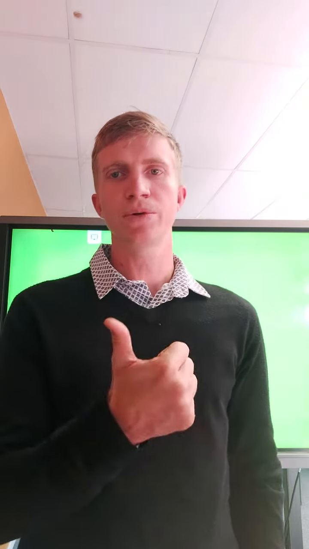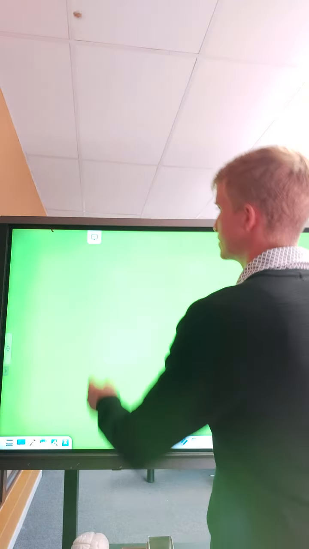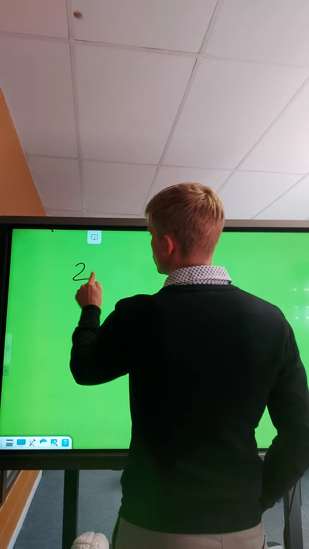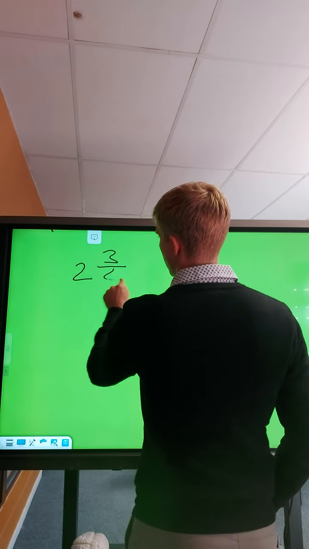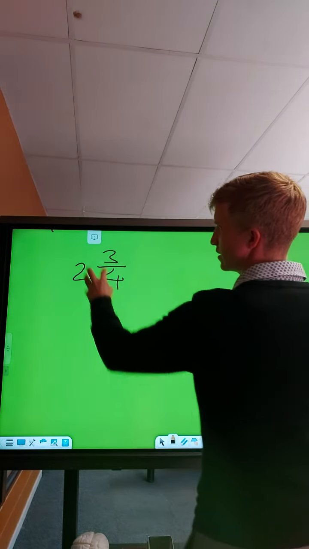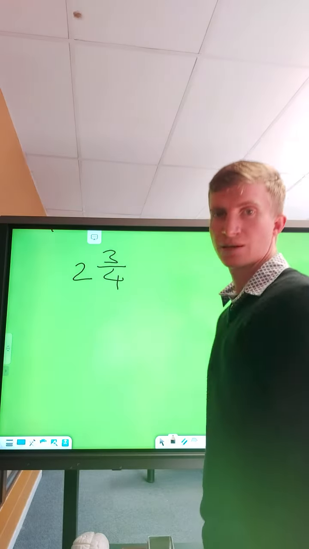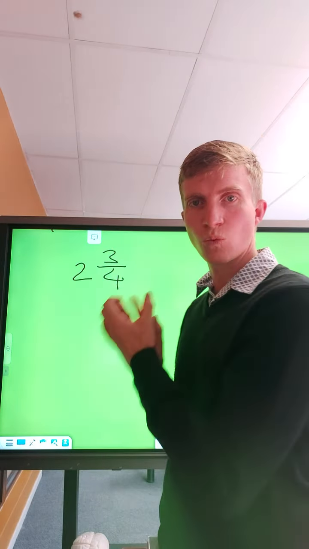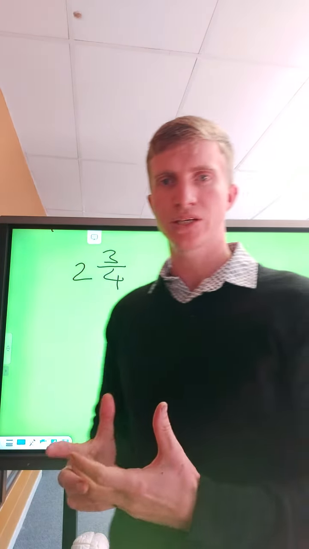Okay, unit 22 talks about mixed numbers and improper fractions. So mixed numbers is when we have a whole number with a fraction. What that means is, say for example, I've got 2 and 3 over 4. That is a mixed number. There's my whole, there's my fraction. But I'm looking at it as one unit, one thing that I'm measuring.